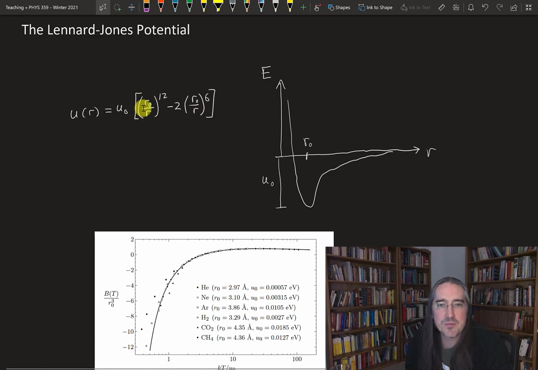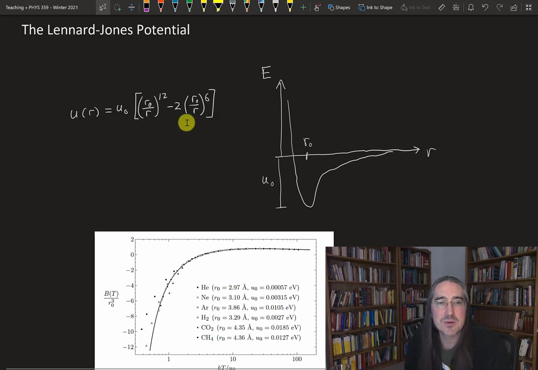1 over r to the 12th is kind of physically motivated. The idea is just that it's faster than 1 over r to the 6th, so after you make a potential well, you shoot up. But the 1 over r to the 6th is really only valid to here-ish maybe. And the 1 over r to the 12th is really just there to give you a sharp increase as you go towards zero, so that the molecules don't actually get to zero distance.